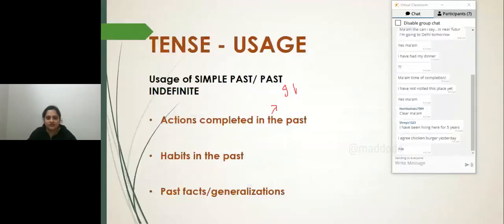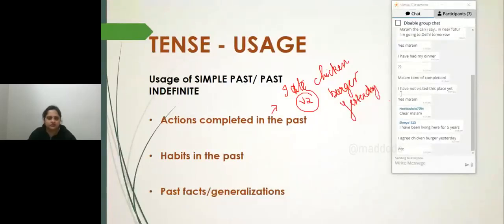Tell me one example. Achha, I ate. Okay, I ate. Had will be wrong. I ate. Verb second form obviously. Eat, ate, eaten. I ate chicken burger yesterday. Correct. Yesterday action is completed.